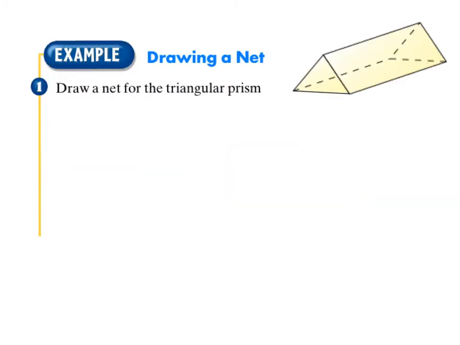Now let's look at an example of drawing a net. Say we want to draw a net for this triangular prism. So you need to think about what the shape looks like in your head and then cut it on all but one side of your base and then along one seam of your sides.